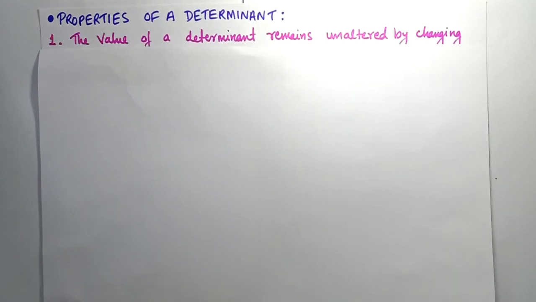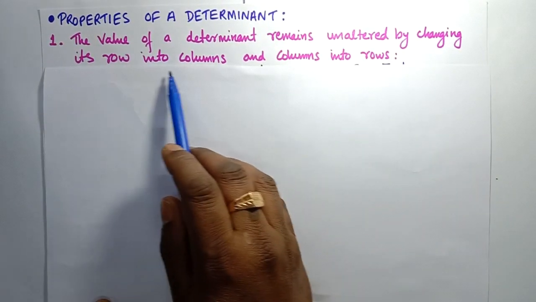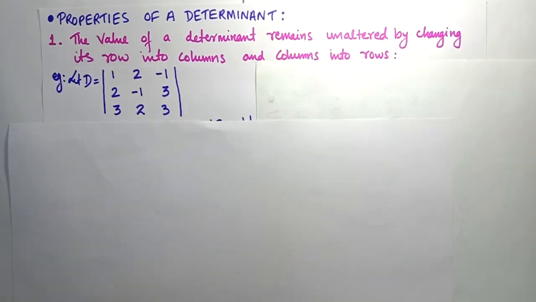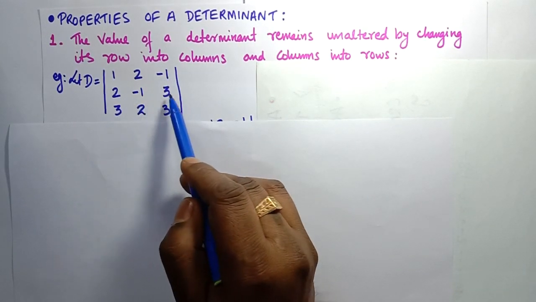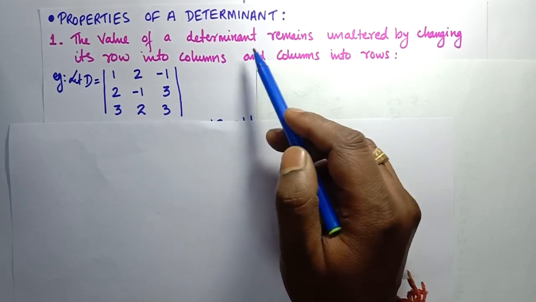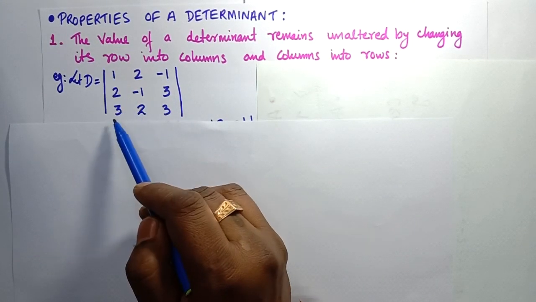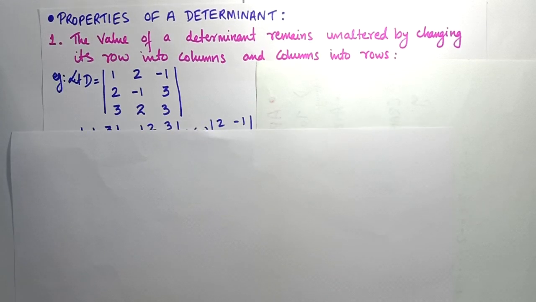Number 1: the value of a determinant remains unaltered by changing its rows into columns and columns into rows. I'll show you with an example. Let D equal the determinant with rows 1, 2, minus 1; 2, minus 1, 3; 3, 2, 3. What this property says is that if I change rows into columns, the value will remain the same. I'll show you this by expanding it.